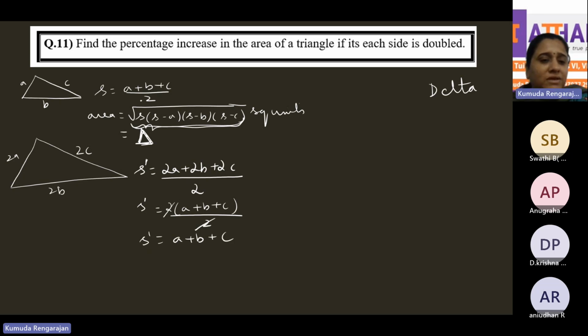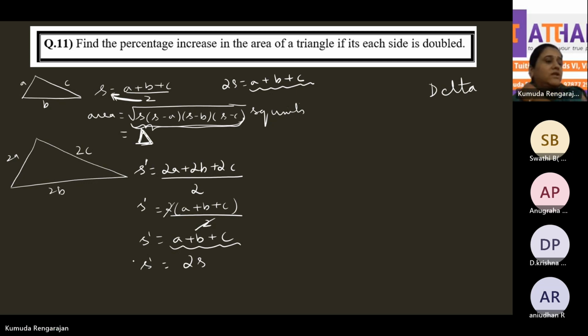Now, when you cross multiply here, what do you get, children? a plus b plus c is equal to 2s, right? So this a plus b plus c can be written as 2s. So s dash is equal to 2s. Okay, I'll work it again for you. You will understand. Don't worry.